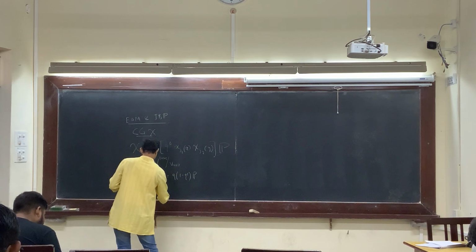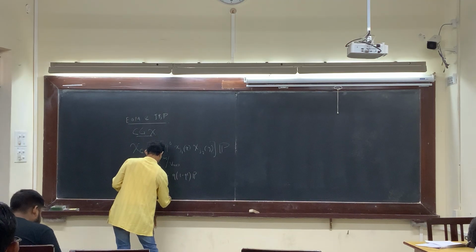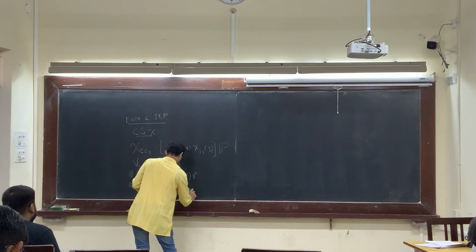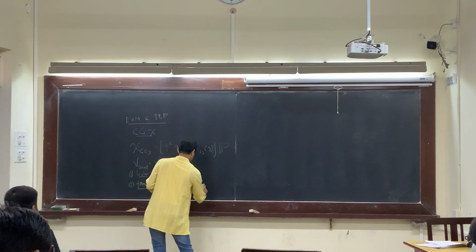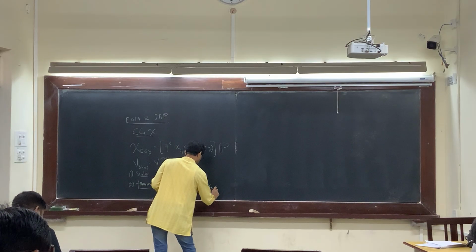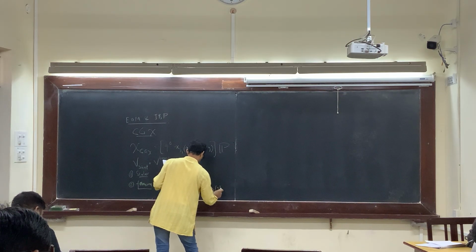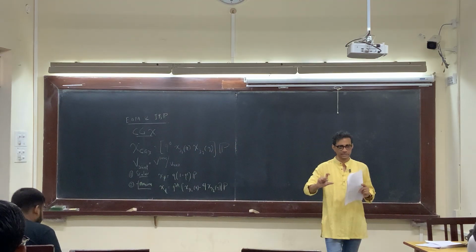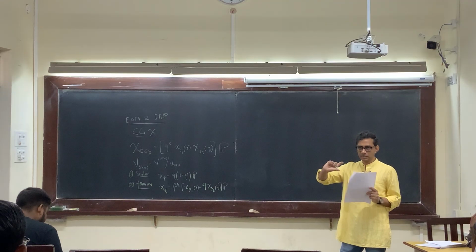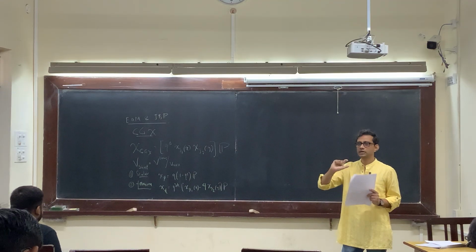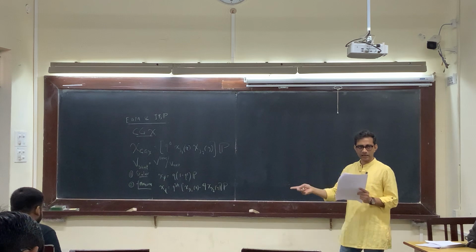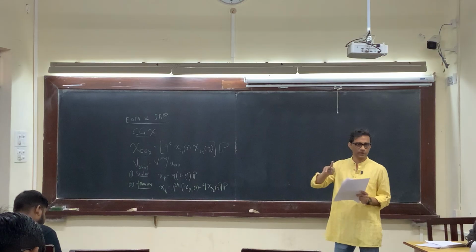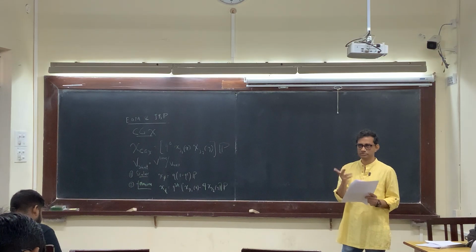Now, for the fermion case, we write here the character of ψ as d by 2 x, and the other way around. Just the exchange of x and y. Okay, that's the point.